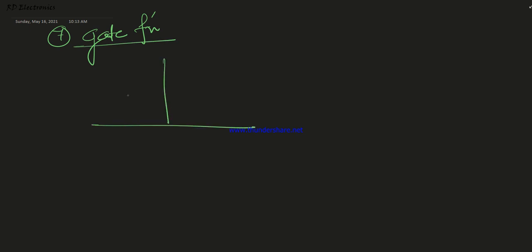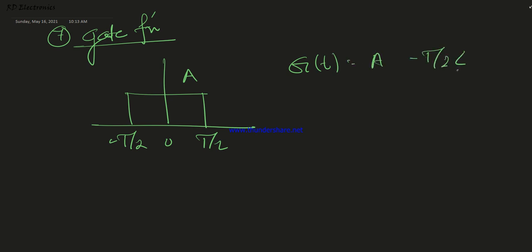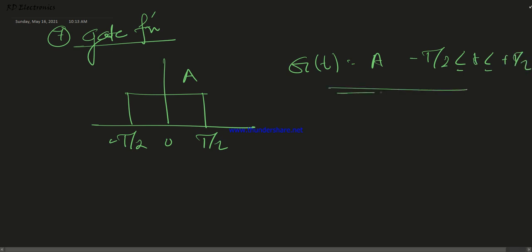Next one is number 7, known as the gate function. Gate function is represented by this waveform. This is minus T by 2 to plus T by 2. This is a. So the gate function, represented by g(t), equals a from minus T by 2 to plus T by 2. Okay.